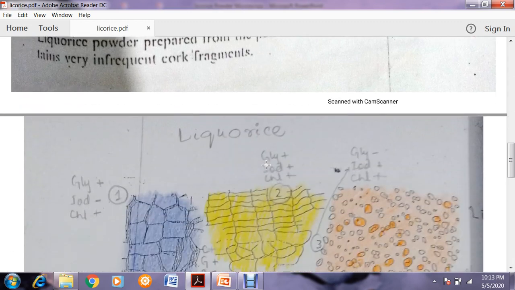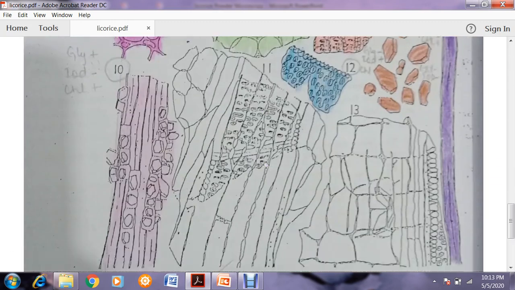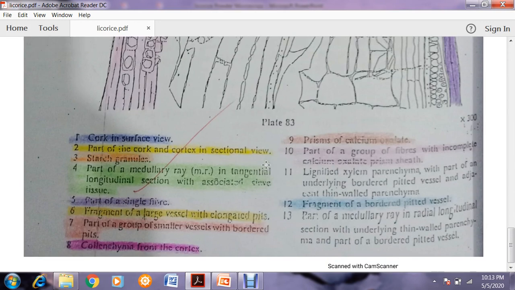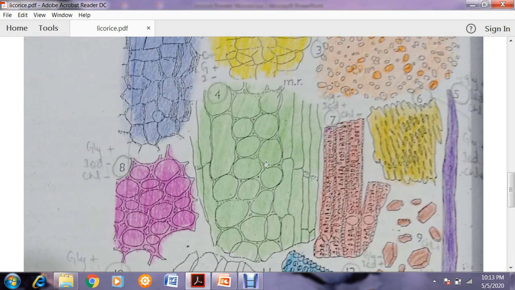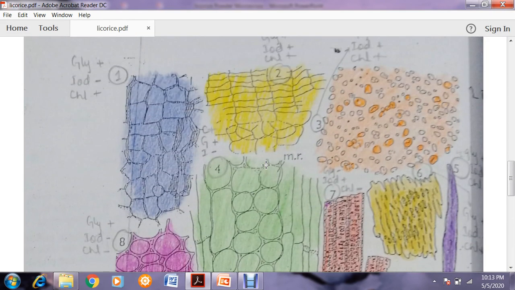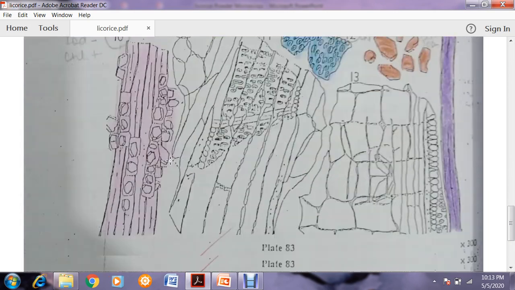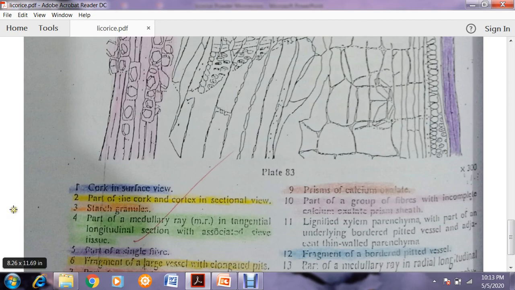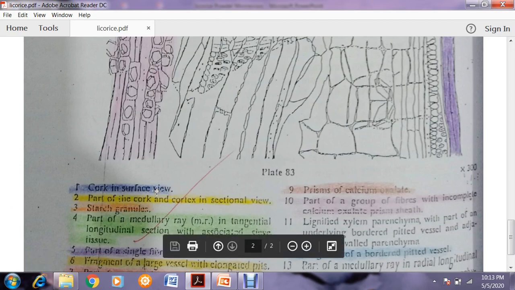Now we will discuss the pictorial view. This is the diagrammatic representation of the diagnostic features. We will discuss it one by one. This is the feature given as number 1, marked and colored as blue. What is this? These are the rectangular cells of cork. Okay, cork in surface view.